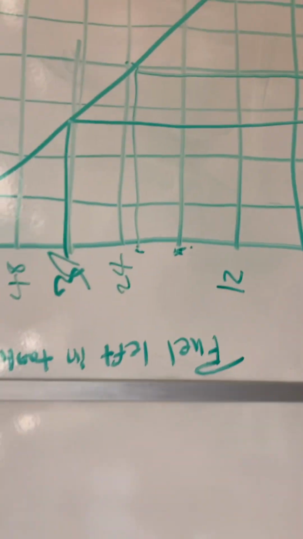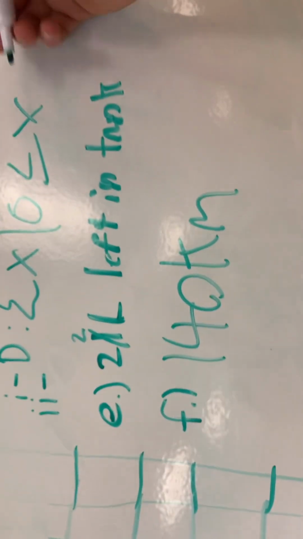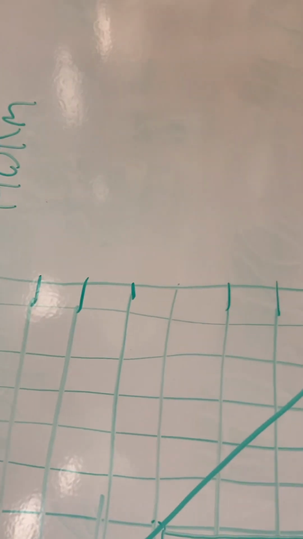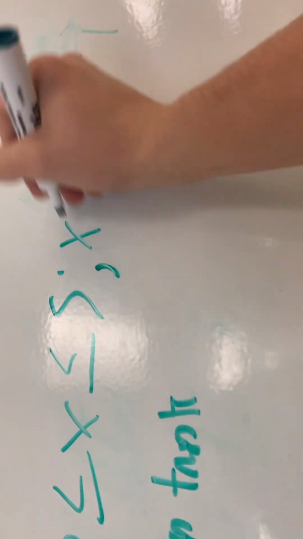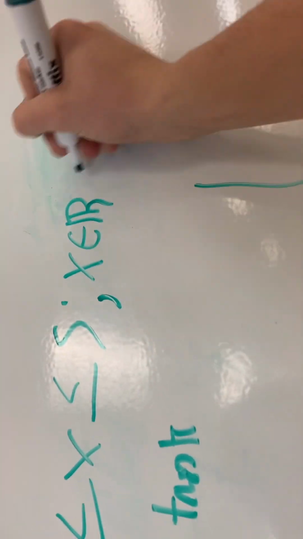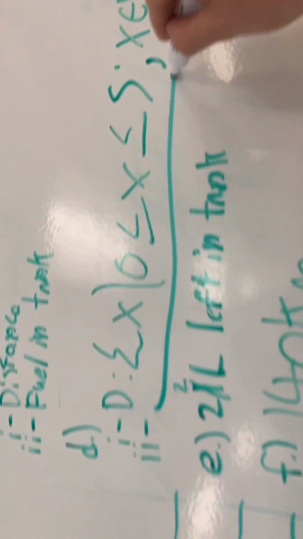So it goes over, the farthest left X goes is 0. So X is greater than or equal to 0, and then 5, because that's the farthest right it goes. So X is less than or equal to 5, semicolon, X is an element of the reals, squiggly line. So that is the domain.